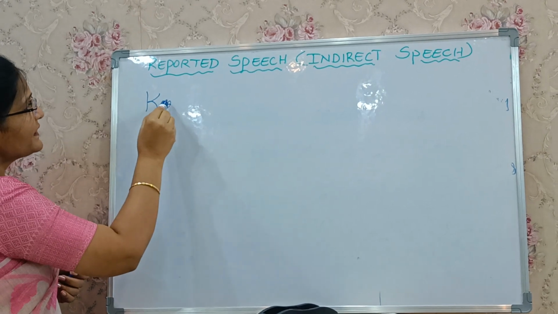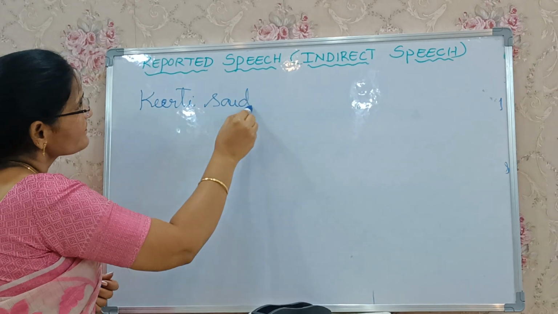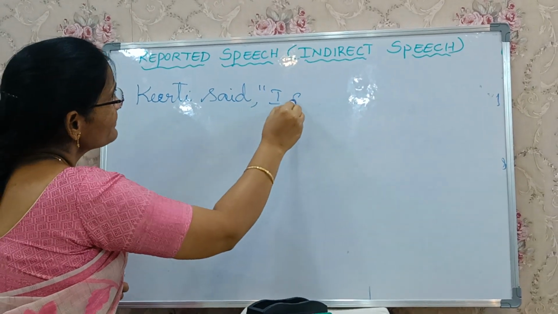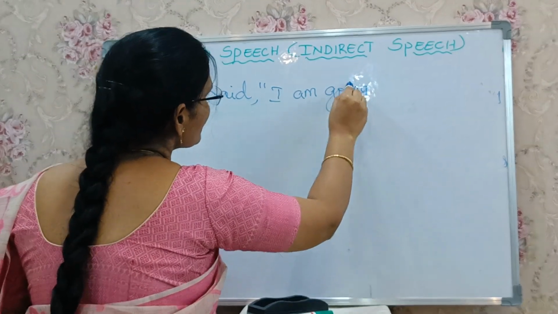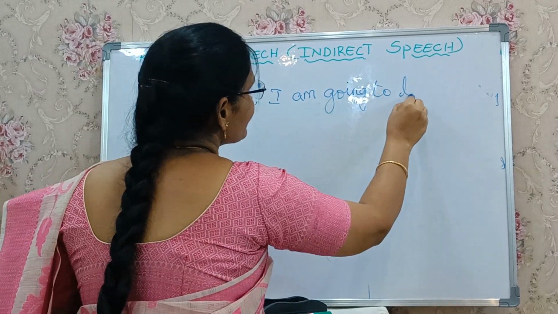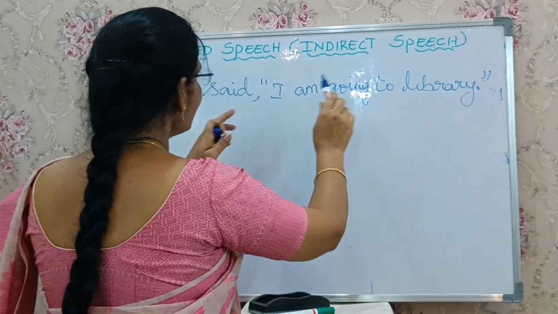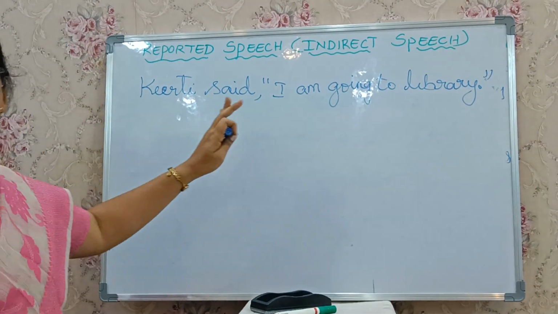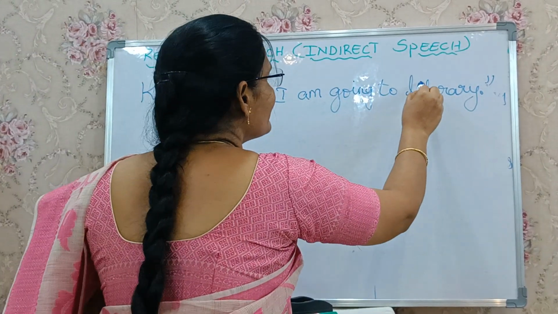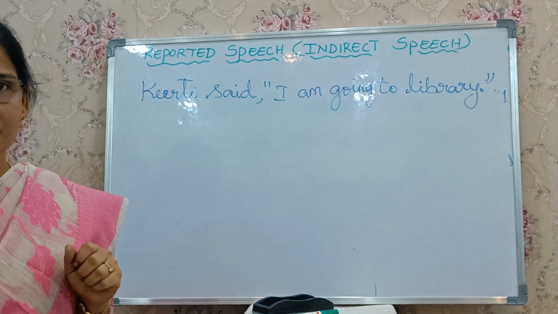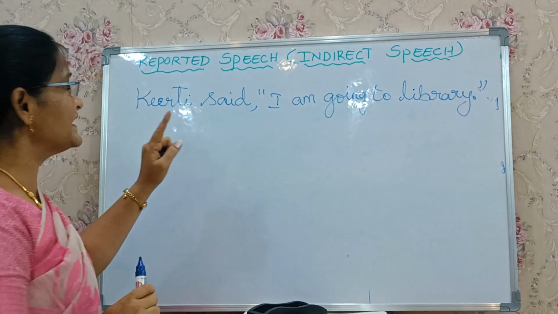For the first example, Kirti said, "I'm going to library." Look here, the sentence which is in the inverted commas. Now I have written the sentence in the direct speech. The sentence which is written in the inverted commas we call a reporting sentence. So this reporting sentence is within the inverted commas in the direct speech.